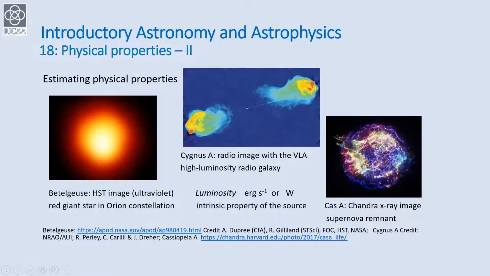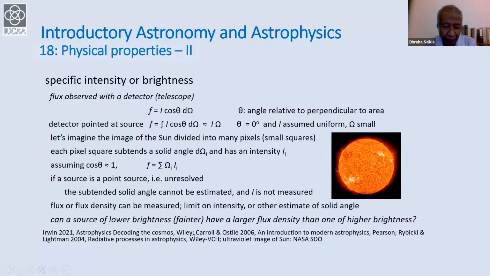Okay, so it's basically because the lower brightness source might be covering more area. Absolutely. Is that okay? All right, now I get it. Absolutely, because more area means the solid angle is larger, isn't it? Right, yeah. So solid angle is larger. So that is how a lower brightness region of emission can have a larger flux density than one of high brightness. So larger area means a larger solid angle, because you're talking of the same source over there.